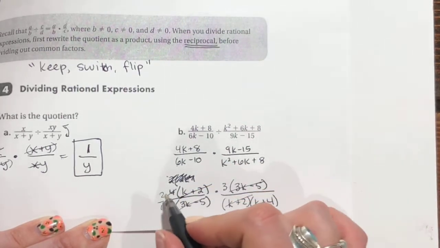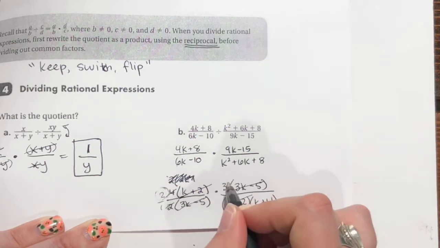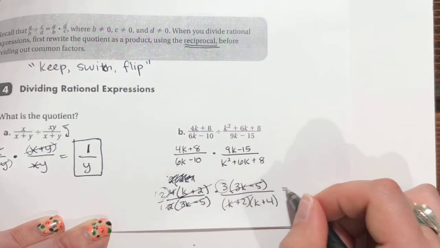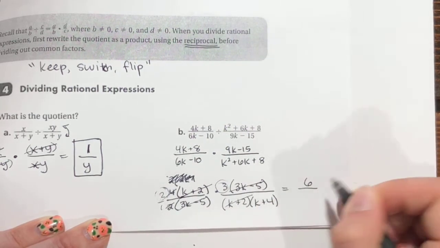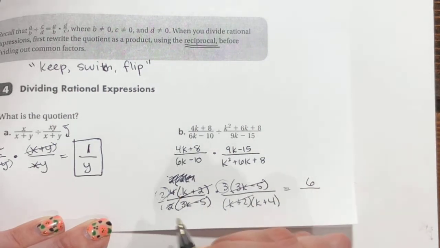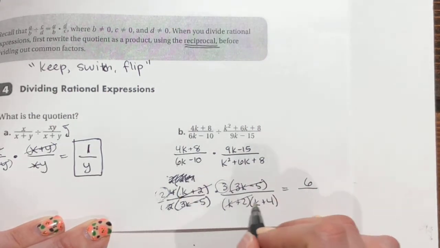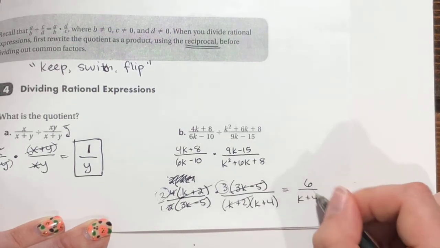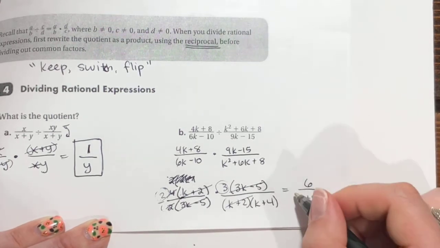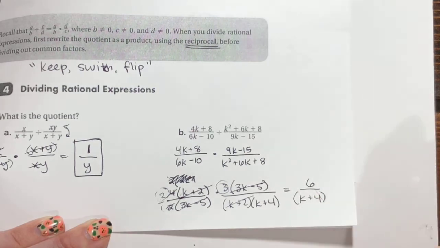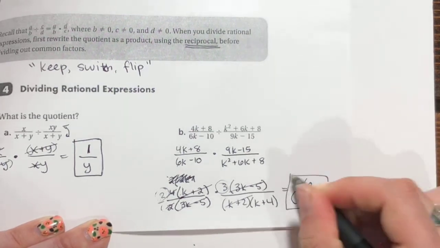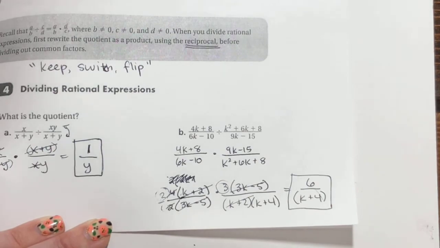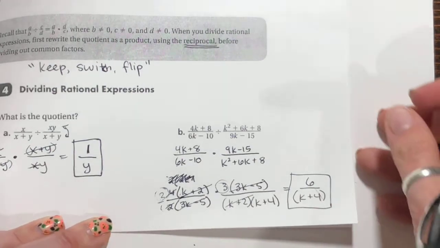Taking all of the parts left over, we have 2 times 3 on the top, which is 6, and we canceled all of the variables out. On the bottom, these are all canceled except for k plus 4. And just a reminder, you can't cancel the 6 and the 4. This k plus 4 is a group. It has to stay together, so it's all or nothing. That's just going to be your answer since we can't cancel the whole group. So that is your dividing.